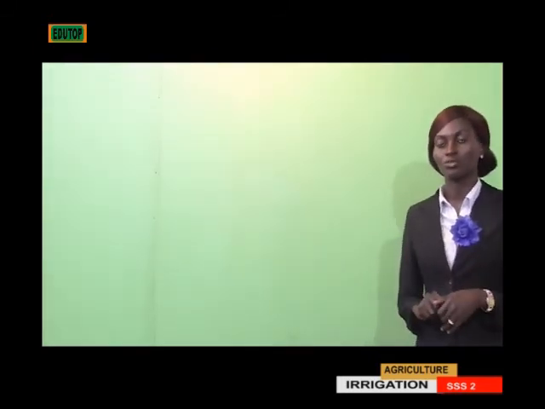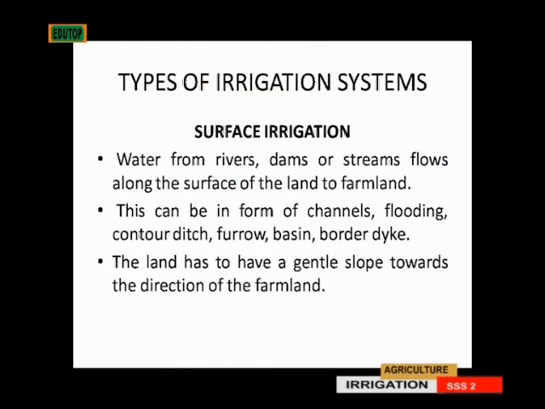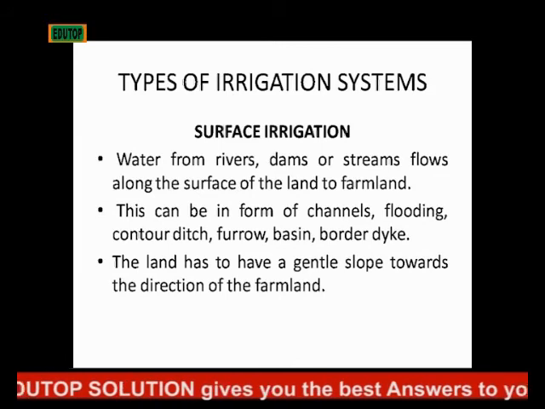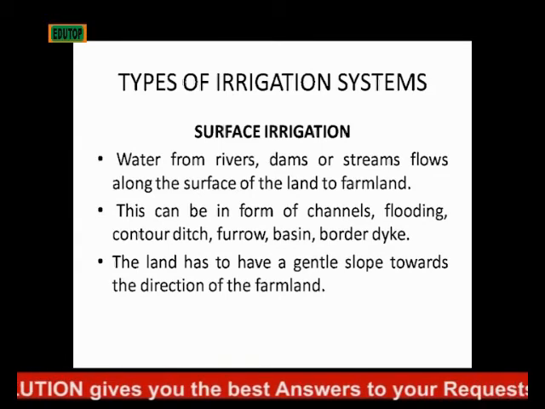Now, to surface irrigation. In surface irrigation, we get water from rivers, dams, or streams, and it flows along the surface of the farmland. We can do this by forming a channel or flooding, contour ditch, basin, border dike. So we form a channel from rivers, dams, streams along the surface of the farmland. So the land has to have a gentle slope towards the direction of the farmland.